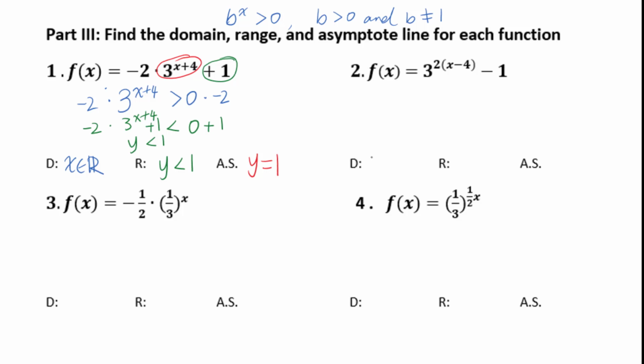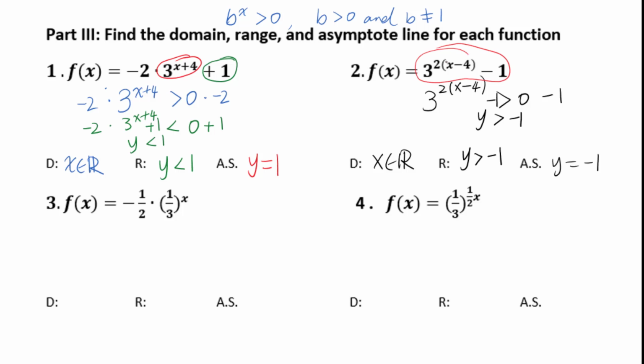So -2 times 0 plus 1 will be y equals 1. For number 2, domain is all real numbers. For the range, 3 times 2 to the x minus 4 power greater than 0. Then we subtract 1 from both sides. y greater than -1. This is the range. For the asymptote line, you can use this range, y equals -1. You can take a limit of f of x. This will go to 0 when x approaches negative infinity. Then 0 minus 1 is y equals -1.